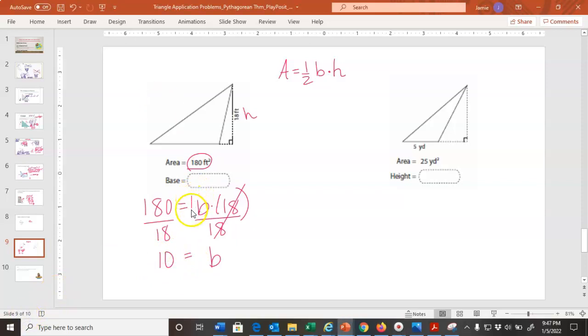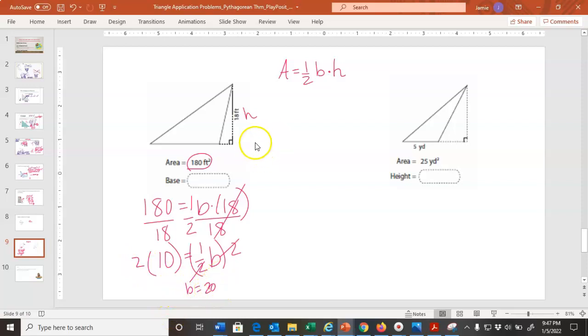Forget to put in the 1/2 here. I forgot that at first. 1/2. So to get B by itself, we actually have to get rid of this 1/2 as well. So we're going to multiply both sides by 2. Whoops. So B is 20.